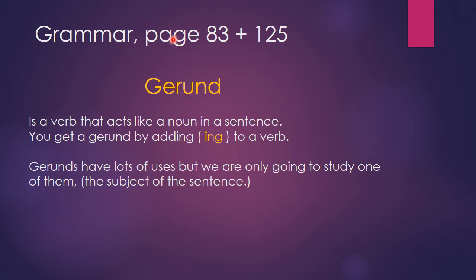So, gerund, page 83 in your student book, and the same for your workbook, and page 125 in your student book in the grammar focus section. Okay, so gerund. Gerund is a verb that acts like a noun in a sentence. You get a gerund by adding ing to a verb. Okay, so we get a gerund by adding ing to the end of the verb.